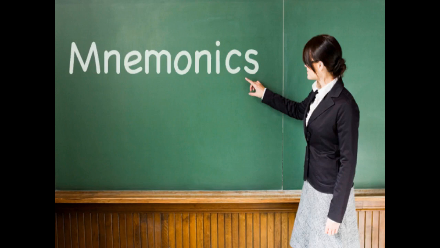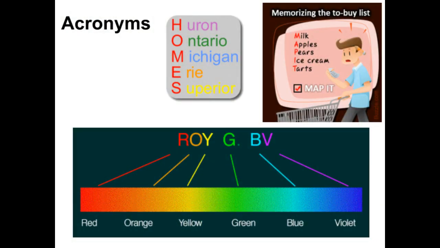Mnemonics can provide a retrieval cue, or hint about where to look in long-term memory. There are several different types of mnemonics that students can use. Acronyms are formed by taking the first letters of the words to be remembered and using them to create a new word or phrase. As we learned earlier, it is easier to remember one word, such as homes, than it is to remember the names of the 5 Great Lakes.